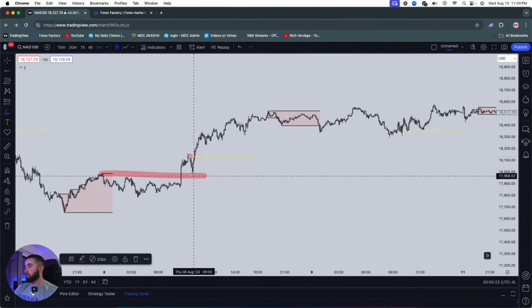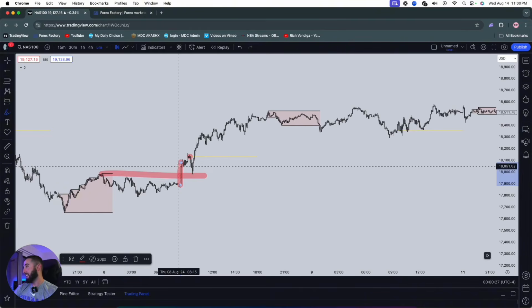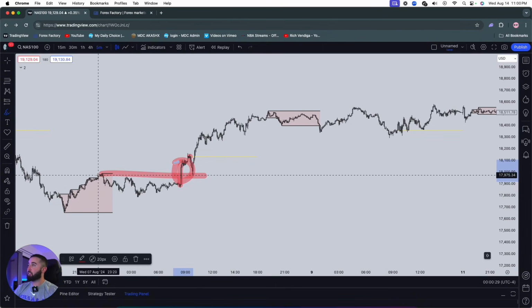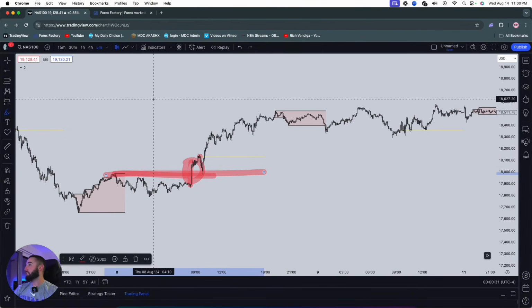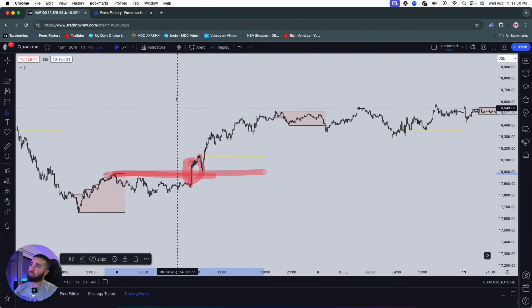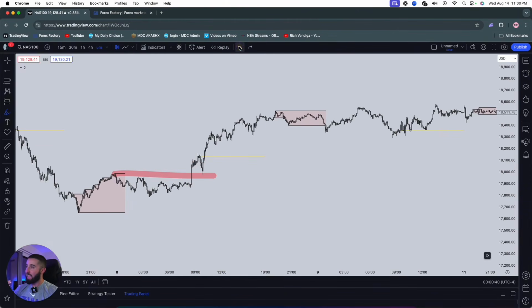New York Stock Exchange opening bell happened slightly after, but this was the news move that created that initial impulse. And so there's a lot of opportunity to be had when you mix the timing of high impact news, New York Stock Exchange opening bell, and the way that NASDAQ breaks out of the Asian range.